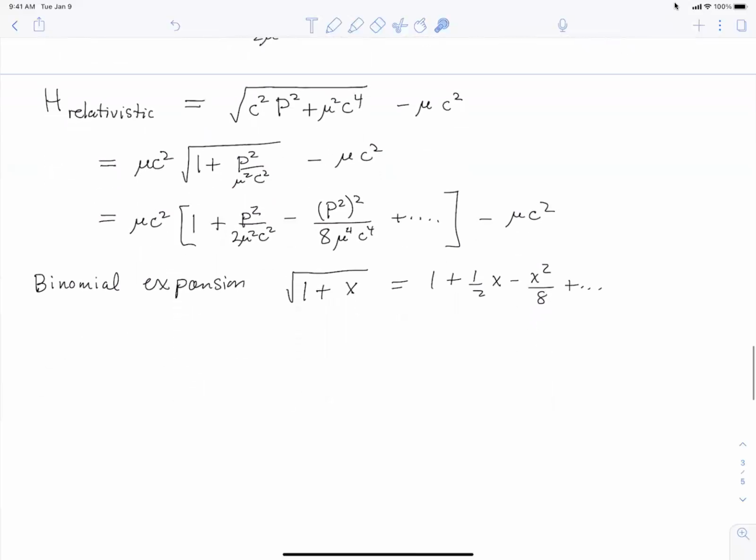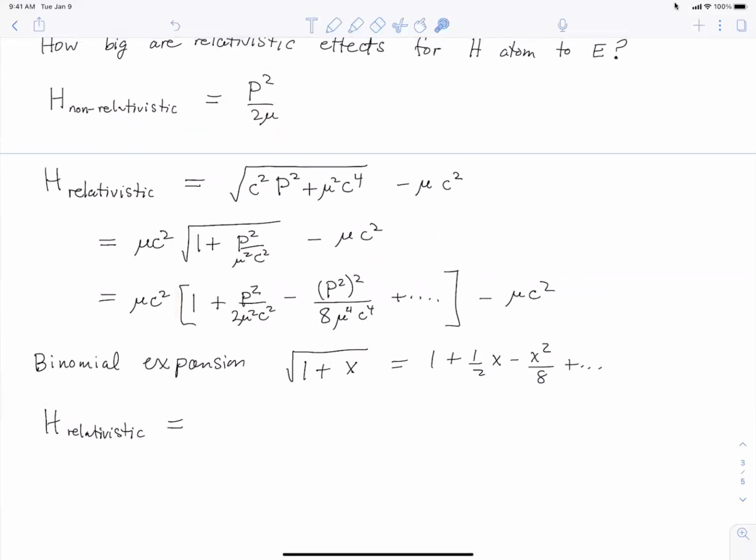Okay, and so from that, let's see what happens. H relativistic is, so this factor right here just cancels against that one. And so we're left with this factor multiplied by the prefactor, which is just this.